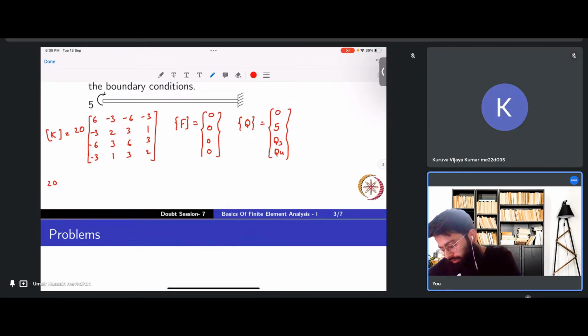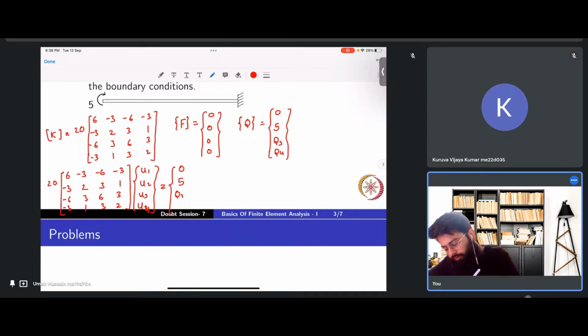Still need to copy it. No, I don't think. Times u1, u2, u3, u4. Sorry, u4. Don't need to write f. So anyway, 0. Q we can write. Okay.